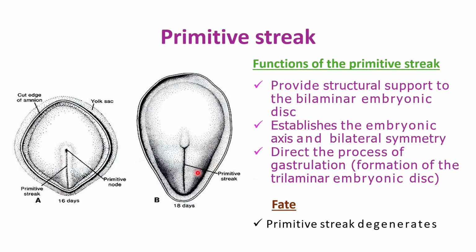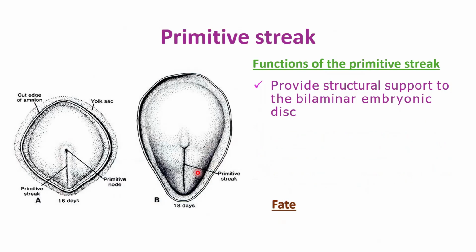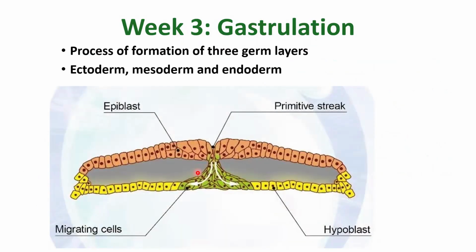And what is the fate of this primitive streak? It's supposed to degenerate. If it doesn't degenerate, you'll have anomalies. So that is the primitive streak. The primitive streak will lead to this. You can see this is a primitive streak.